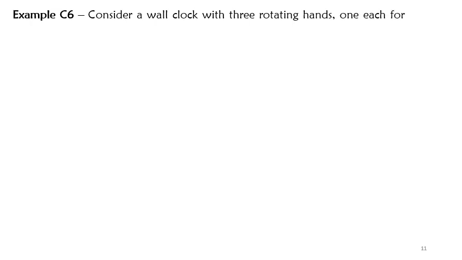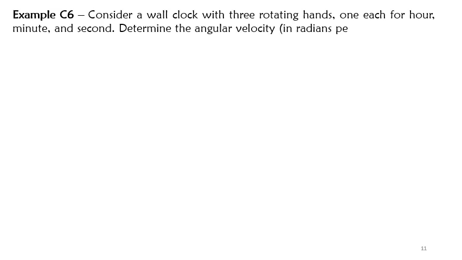Also, another example. Consider a wall clock with 3 rotating arms, one each for the hour, the minute, and the second. Now, determine the angular velocity in radians per second of each of the arms. So, calculate the angular velocity of the hour hand, the minute hand, and the second hand.